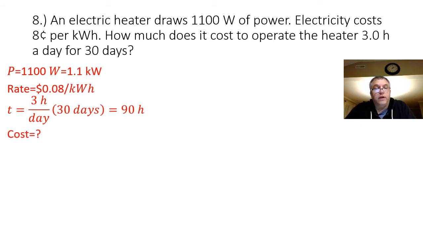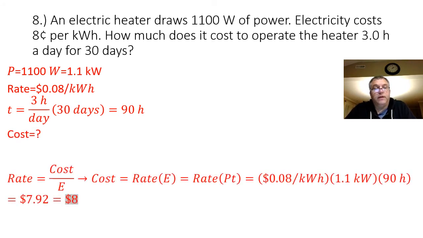So again, the rate equals cost divided by the energy. Rearranging to solve for cost, we have the rate times the energy. And I know energy is power times time. So that's going to be 8 cents per kilowatt hour times 1.1 kilowatts times 90 hours, which will give me a cost of $7.92. Again, we need to round that to one significant figure, so that will give me a cost of $8.